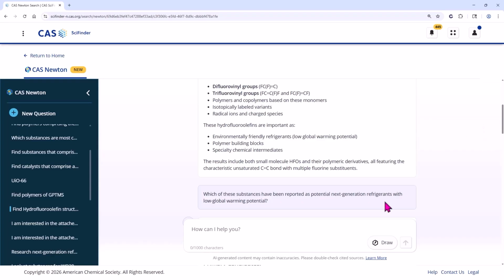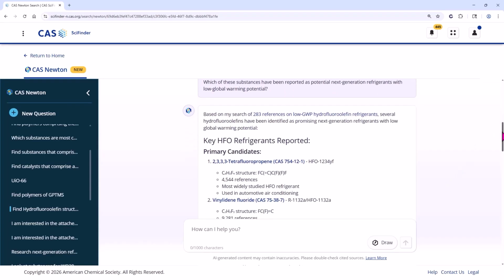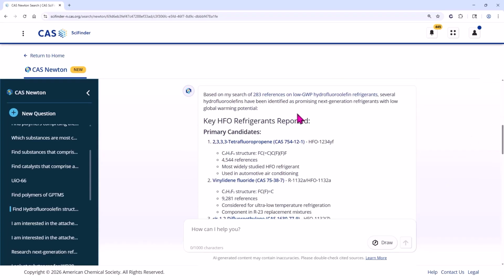So scrolling down a little bit, naturally, I ask, well, which of these substances have been reported as potential next generation refrigerants with a low global warming potential? Looking at this, it's given me a much more precise result set in that it's able to narrow down those substances to low GWP refrigerants.